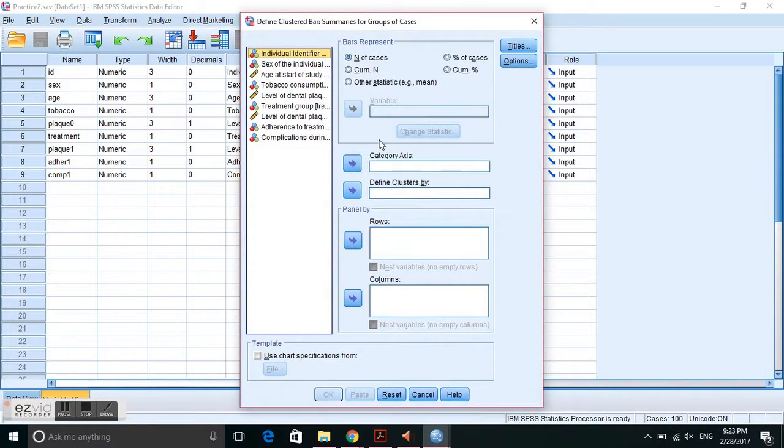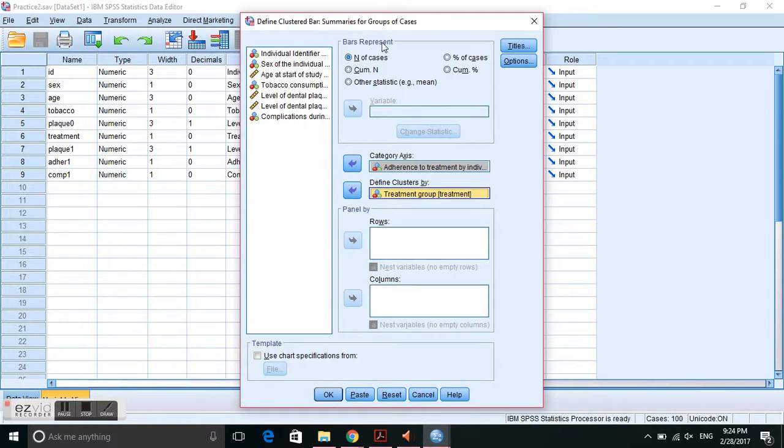So click Define. And then, for example, say we want to look at the adherence to treatment in our x-axis. We're going to put that over there. But we want to look at the adherence to treatment separated by treatment group, and we want to see these side by side in the same graph. Then we will define the clusters by treatment group. So this is the variable that we're going to separate by.